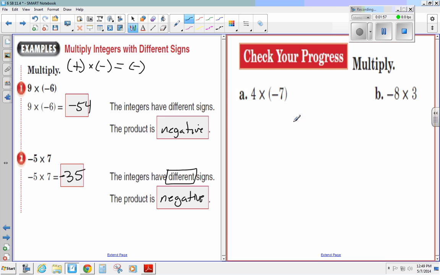Alright, so let's multiply. Positive times a negative. Positive times negative is a negative answer. 4 times 7 is 28. My answer is negative, so it's a negative 28. Right here, negative times a positive, different signs. My answer will be negative. So 8 times 3 is 24, and the answer is negative.